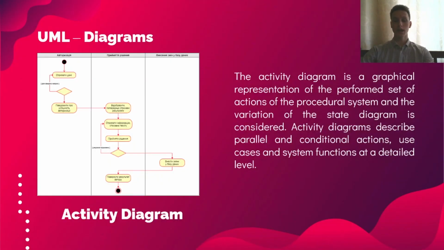The next one is the activity diagram. It's a graphical representation of the performed set of actions of the procedural system and a variation of the state diagram. Activity diagrams describe parallel and conditional actions, use cases, and system functions at the detailed level.